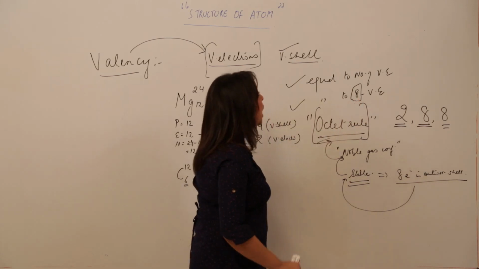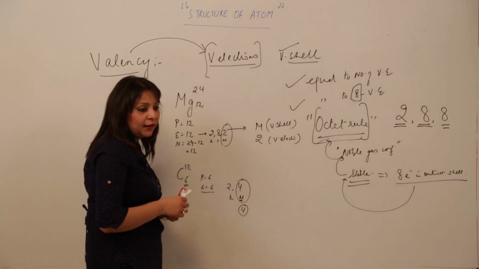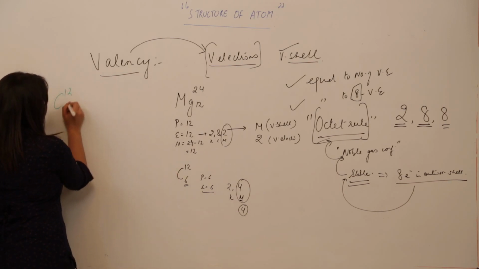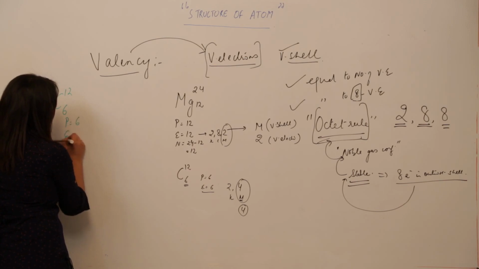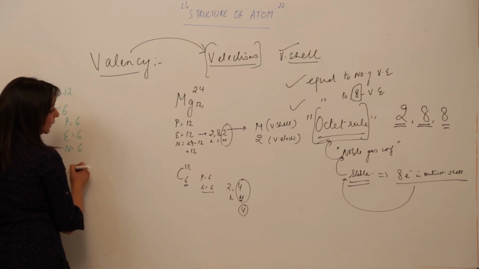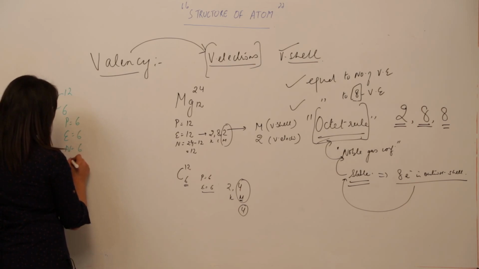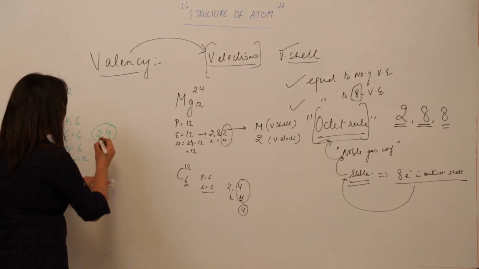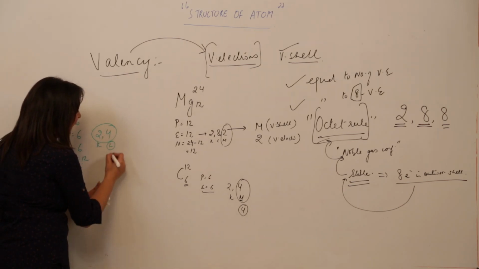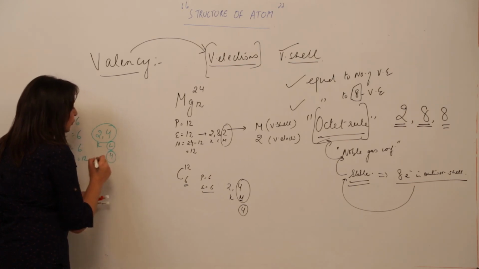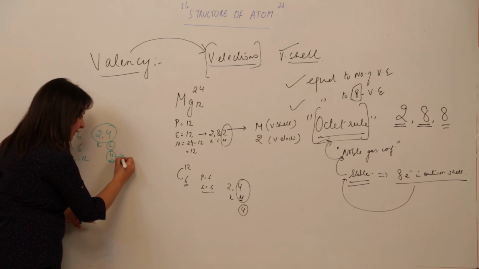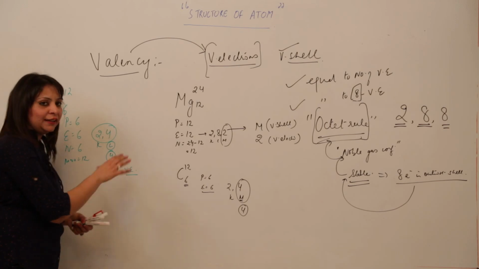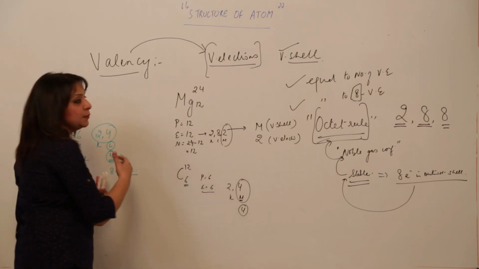So the next step is how we determine the valency of any element. For example, I am taking carbon again, C12. We have protons 6, electrons 6, neutrons 6, mass number 12, electronic configuration 2, 4. So the valence shell is L, the valence electron is 4. So valency is equal to either this valence electron or 8 minus the valence electron. Because it is 4, it can either lose or gain electrons. For your simplicity, we will do it later.